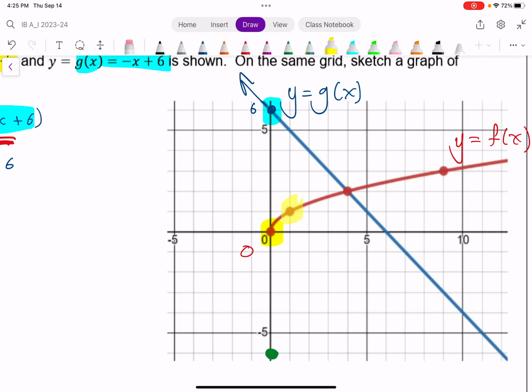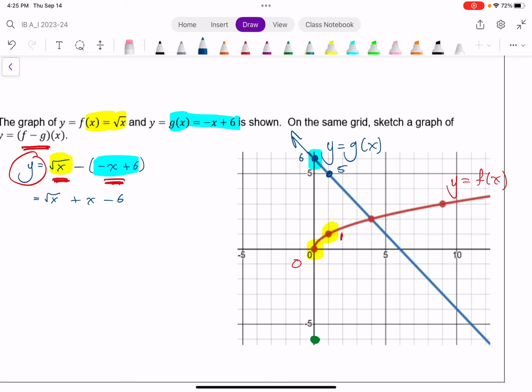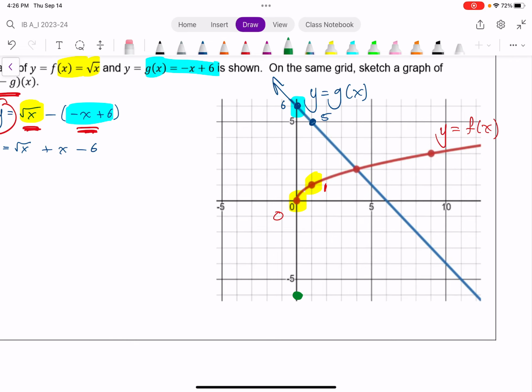If I look at this point right here, the y-coordinate is 1. Compare that for the same value of x up here. The y-coordinate is 5. And so I'm subtracting f minus g, so it's 1 minus 5, which is negative 4. So I know my graph must go through this point here. Carried on for a couple more points. Right there, f and g have the exact same coordinate for their output, for their y. They're both at 2. 2 minus 2 is 0, so f minus g must have a y-coordinate of 0 at this point.